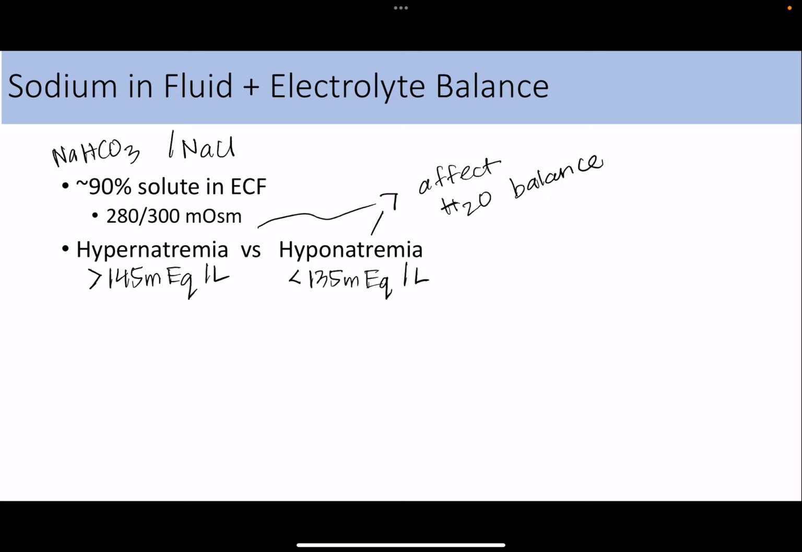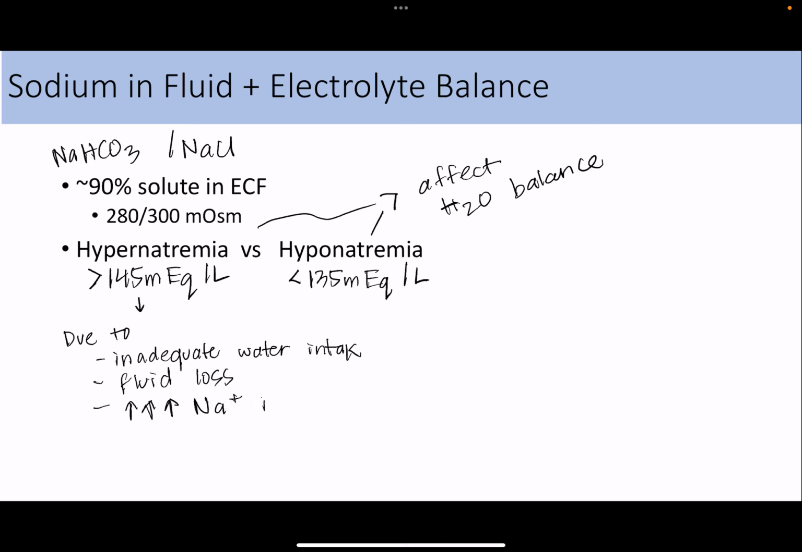So we already talked about hyponatremia. Right now we're going to talk about hypernatremia. Hypernatremia is due to either inadequate water intake, fluid loss, or in very rare cases, an extreme increase in sodium intake. But this is rare, like if you were dared to do so.